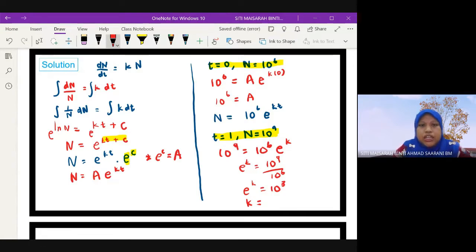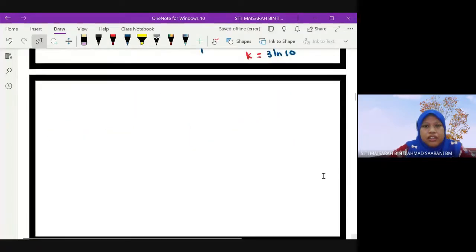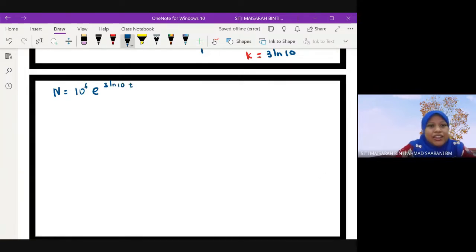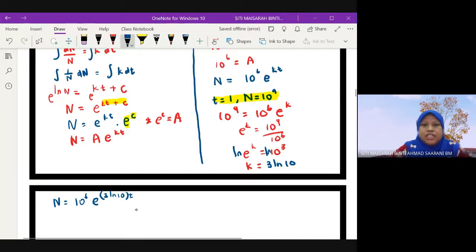So ini let's say awak cari K. So ini akan jadi kena ln both side. Kena ln sebelah kiri, ln sebelah kanan. So dia akan jadi, sebelah kiri akan jadi K, sebelah kanan akan jadi 3 ln 10. Okay, after that awak boleh gantilah. So finally awak punya N adalah N equals to A tadi 10 power of 6, E power 3 ln 10 T. Ni macam ni lah, 3 ln 10 T diganti balik dalam dekat sini.